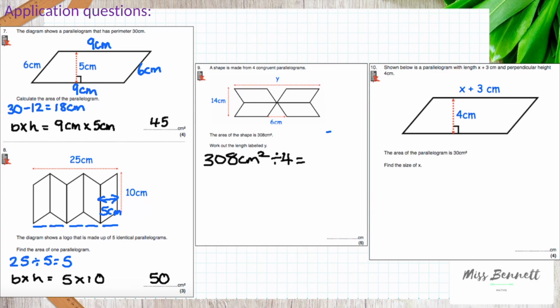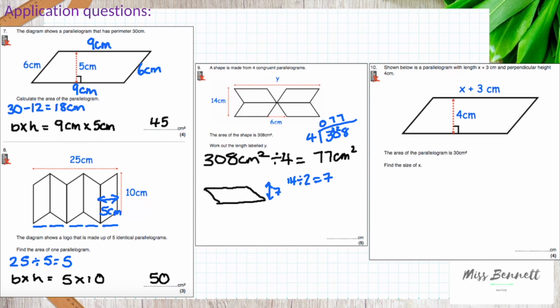So I'll just do this working out. 308 divided by 4. 4 doesn't go into 3. 4's into 30 goes 7 times. Remainder 2, and 4's into 28 goes 7 times again. So the area of one shape is 77 centimetres squared. So if one of these shapes is 77 centimetres squared, then I take this height here and half it, because that will give me that distance there or that distance there. So half of 14 is 7. That means the height is 7.